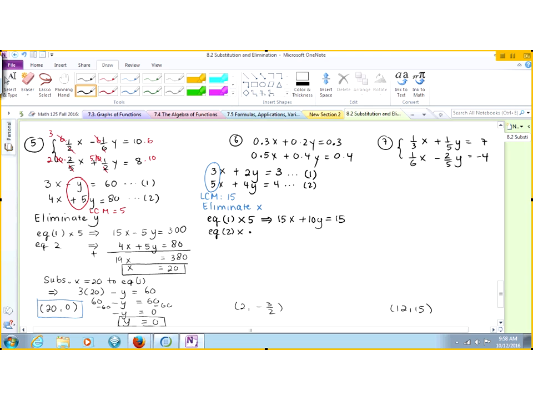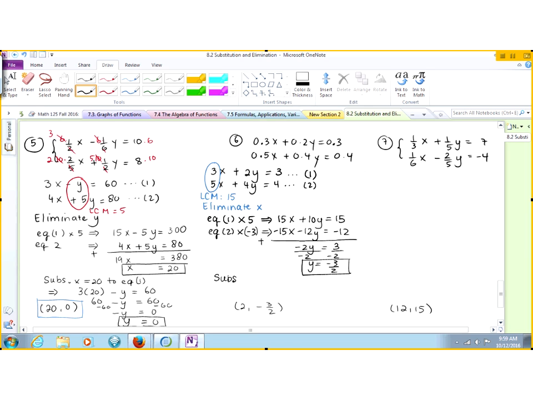Equation 2. We multiply by -3. So what do we have? Multiply by -3, -15x. Multiply by -3, -12y is equal to -12. Alright, so this is -2y is equal to +3, and then divide by -2 both sides. Y is -3/2.